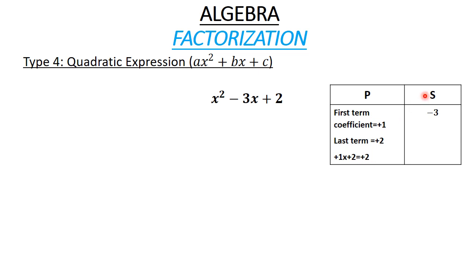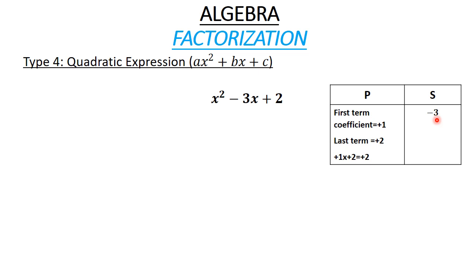The sum is just the middle number. So the middle number is negative 3. It's not 3, it's negative 3. Always be mindful of signs. So the middle number is negative 3, and that is the sum. So you write the sum here, negative 3. That's the first part of the job.